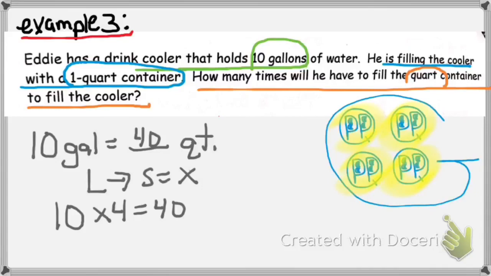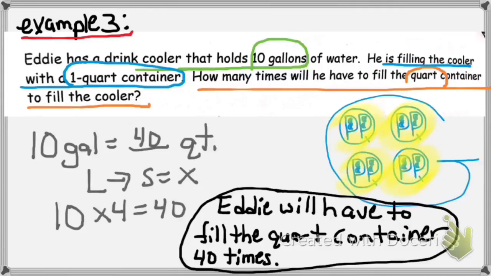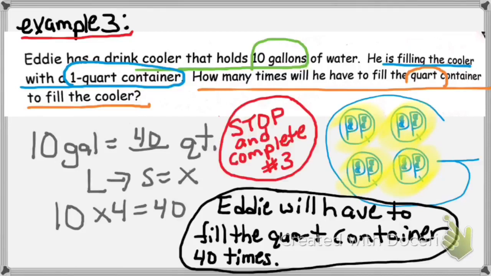Go back to my actual question. How many times will he have to fill the quart container to fill the cooler? Well, if 10 gallons equals 40 quarts, then he'll need to fill the quart container 40 times to fill the 10-gallon cooler. So Eddie will have to fill the quart container 40 times, and that's my final answer. Please stop the video and complete worksheet number 3 right now.